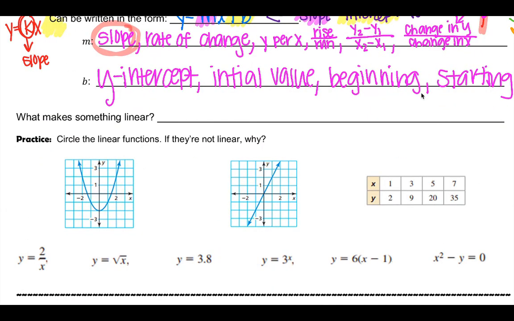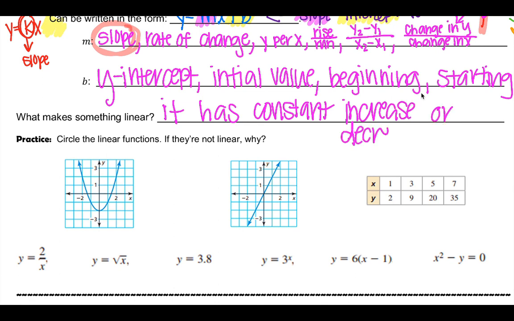What makes something linear? The reason something is linear and there's no curve involved is because it has a constant increase or decrease. The key word here is constant. It has to be a constant increase or a constant decrease.